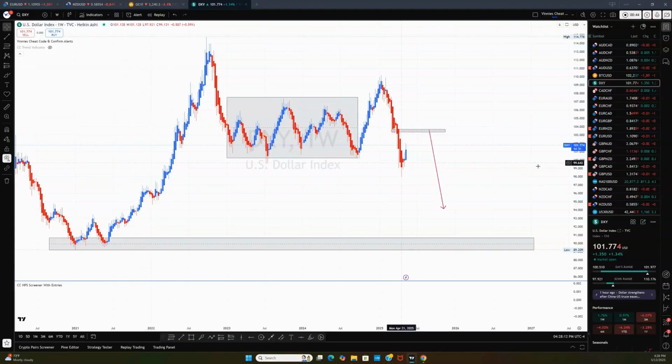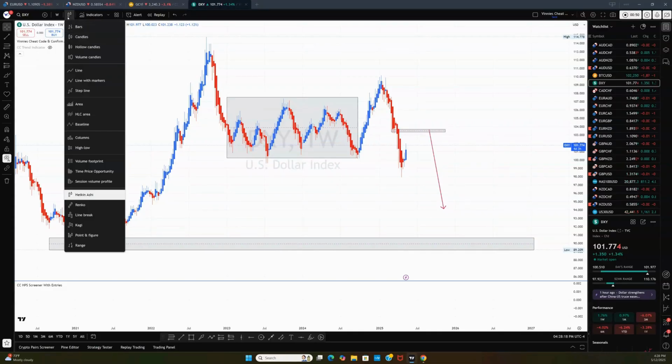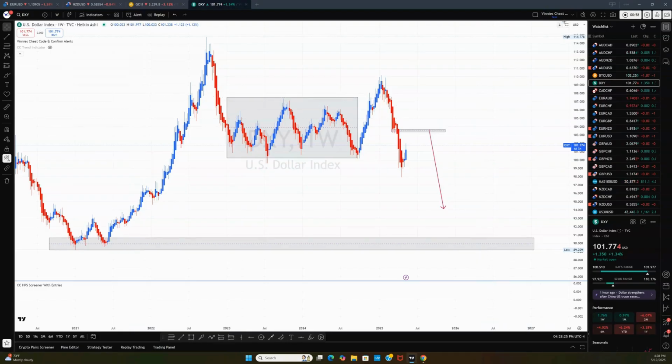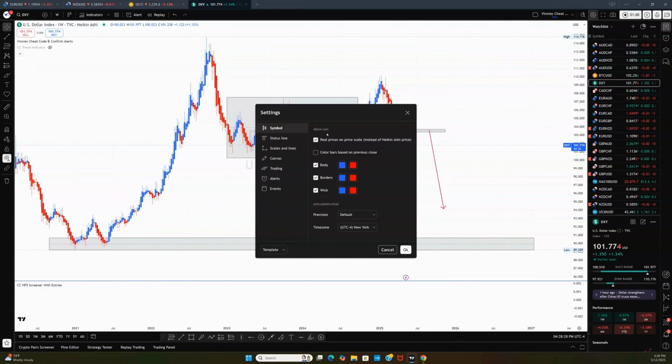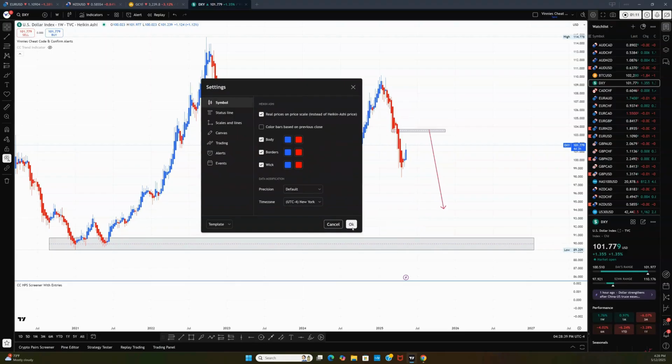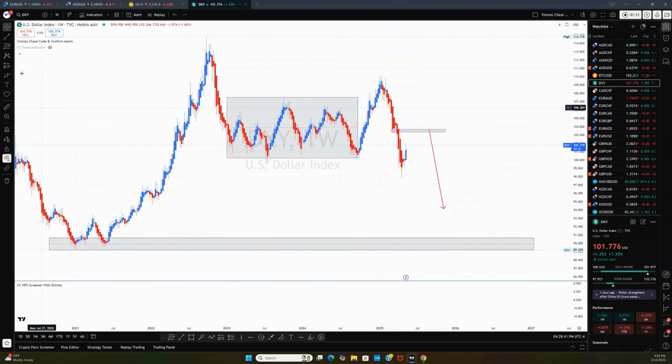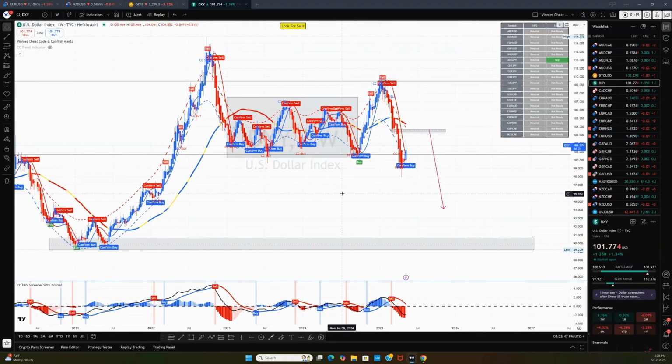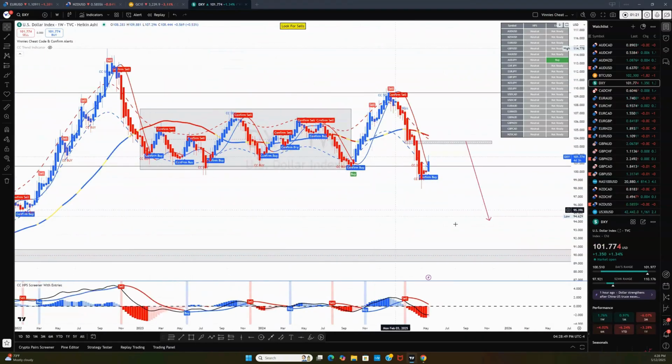The chart setup that I'm talking about here is going to be using Heikin-Ashi candles. So what you want to do is go to the candle or the bars up here, go down here and click on Heikin-Ashi, right? The next thing you want to do is click on settings over here, and you should see Heikin-Ashi, and it should say real prices on price scale instead of Heikin-Ashi price. So you want to go ahead and make sure that's turned on, because you want the actual real price. Okay, and that's it. So now when you turn on Vinnie's trading cheat code, these are the settings that you are going to see.